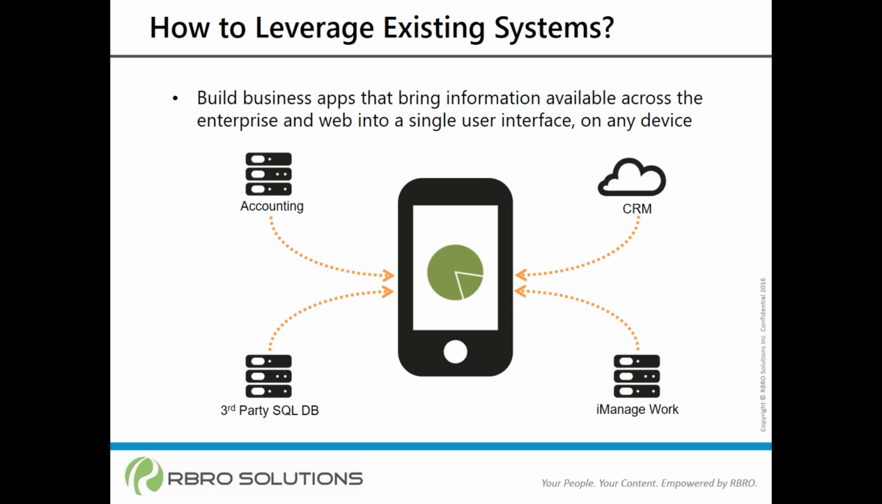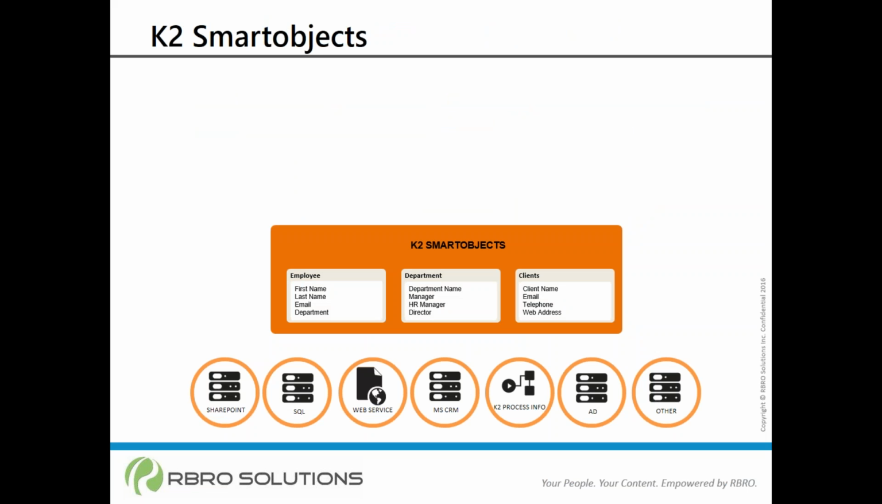So how to leverage existing systems? You build business applications that bring information that is available across the enterprise and web into a single user interface on any device. I'll talk a little bit more about which devices can be used, but here's another graphical representation of how you can bring your CRM, your iManage, your SQL databases, accounting systems all together in one common framework. And how is this accomplished? It's accomplished through a proprietary technology called Smart Objects, and Smart Objects are essentially just that.